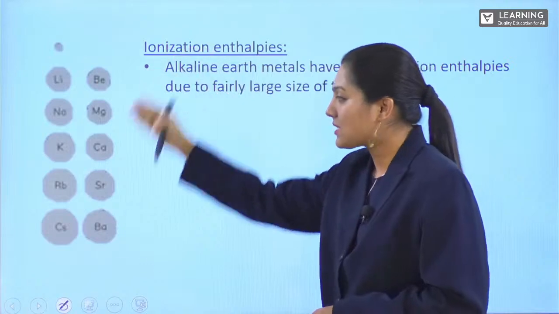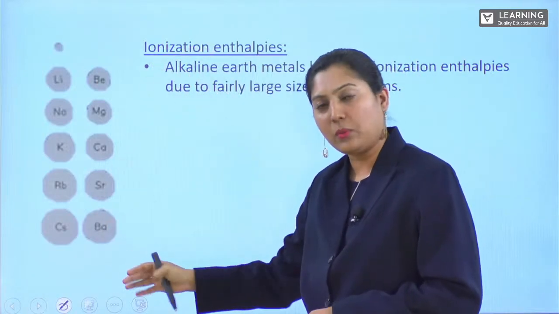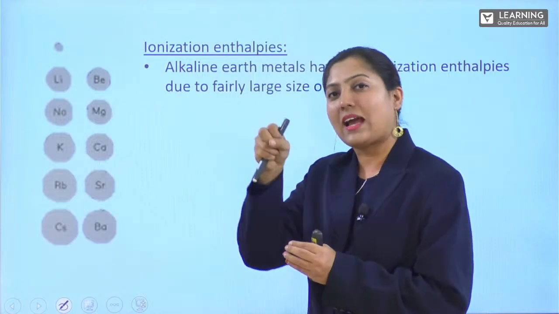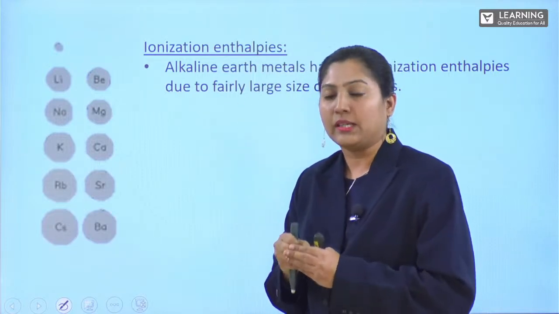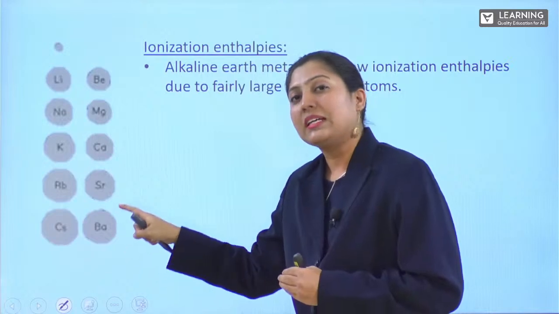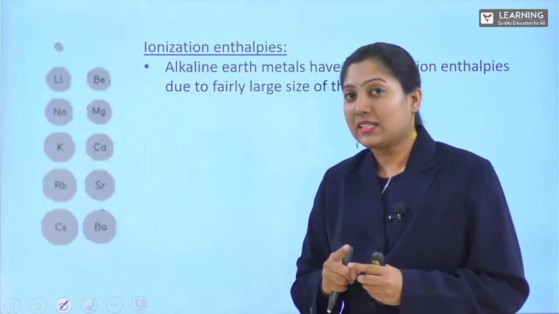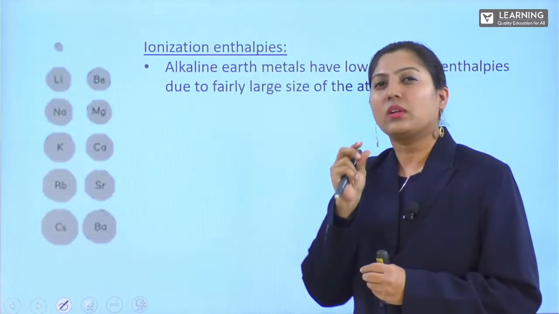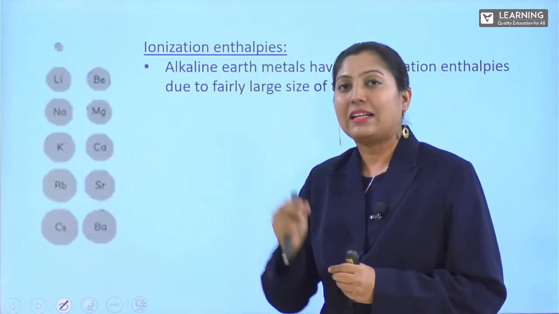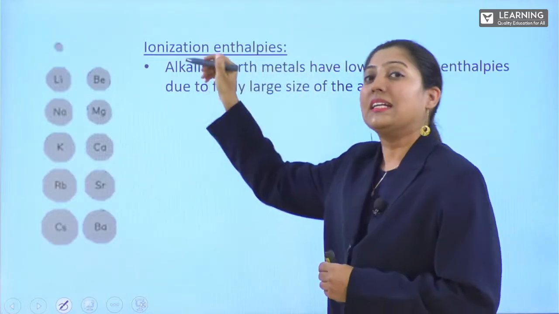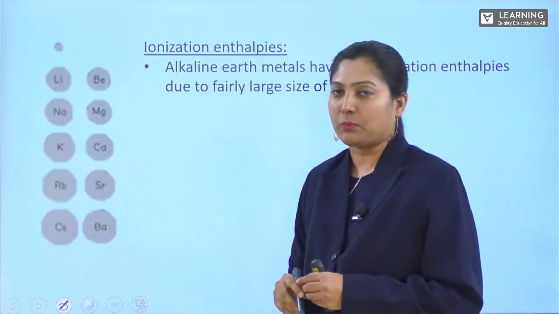As we know, the size increases down the group. As the size increases, the nucleus cannot have a catch on the outermost orbit. So, down the group, it is very easy to remove the electrons. When it is easy, that means we need to give less effort, less energy. So, ionization energy decreases down the group.